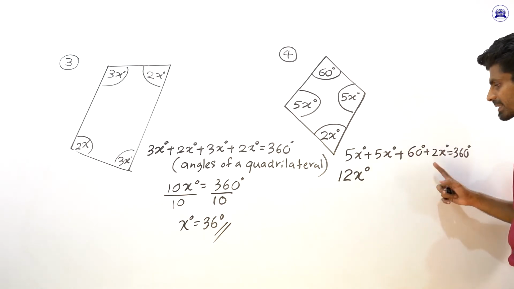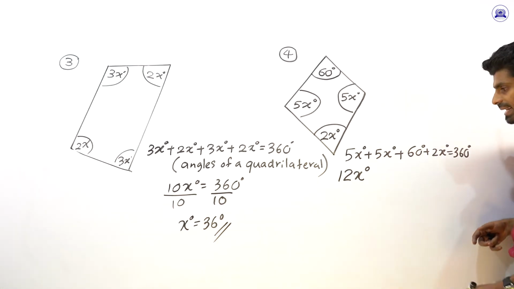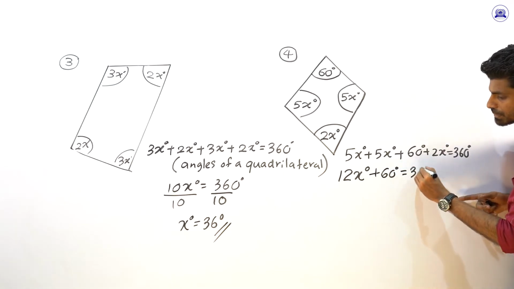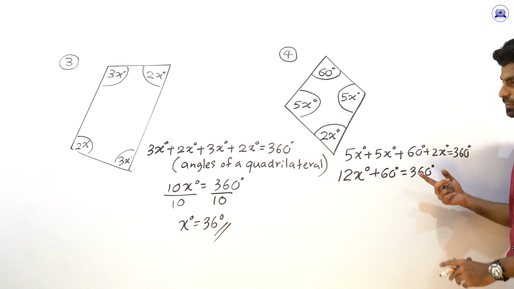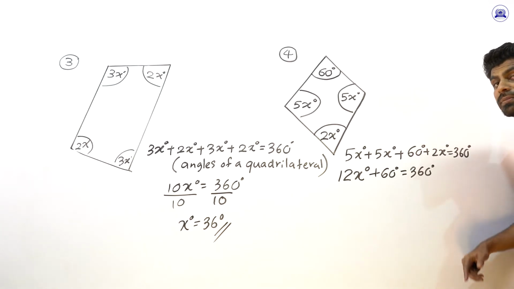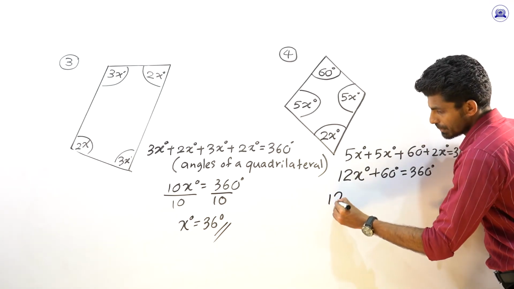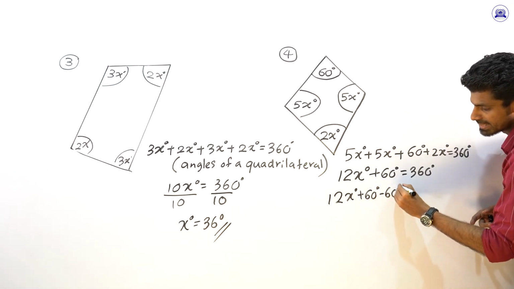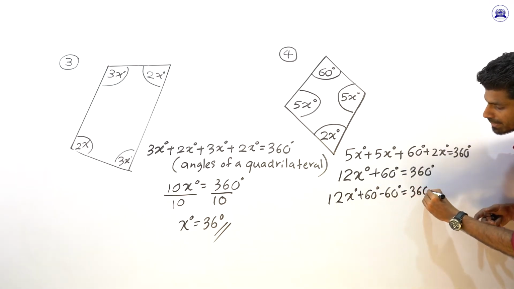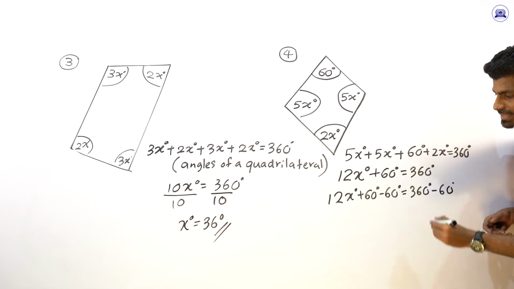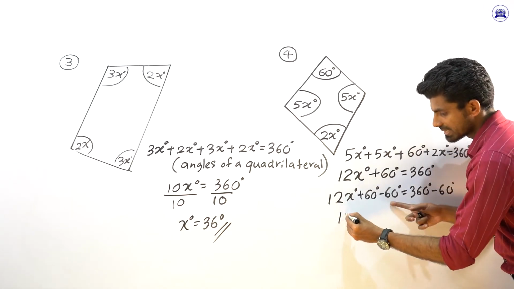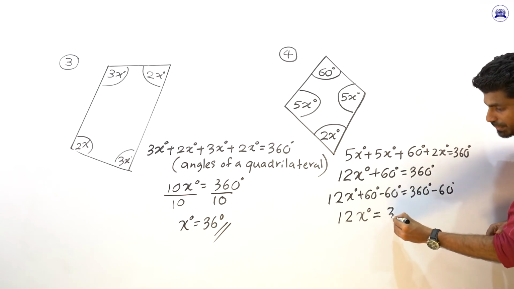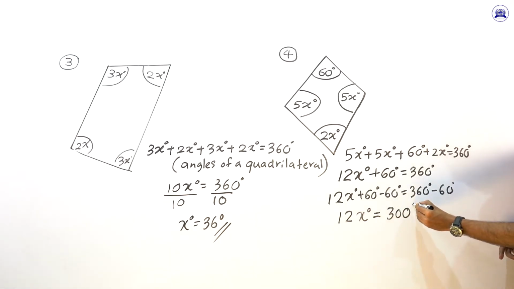12x plus 60 equals 360. So you need to write down the reason, angle of a quadrilateral, right? 12x plus 60 minus 60 equals 360 minus 60. So 60 and 60 will cancel out. 12x equals 300.